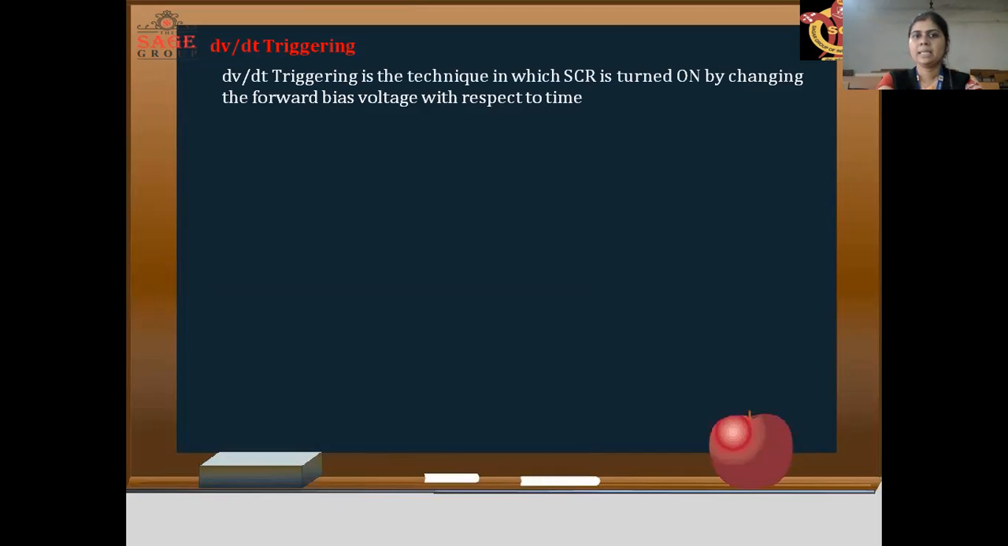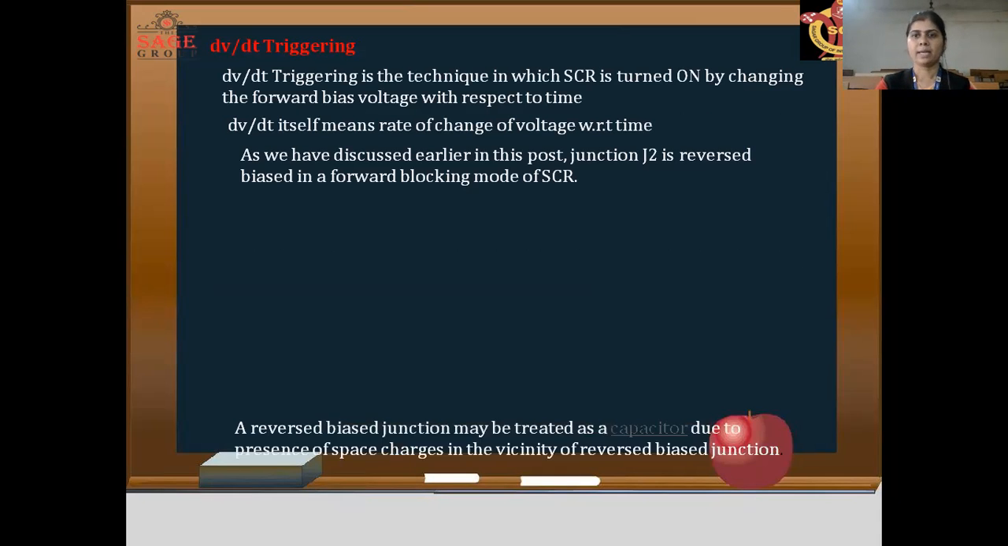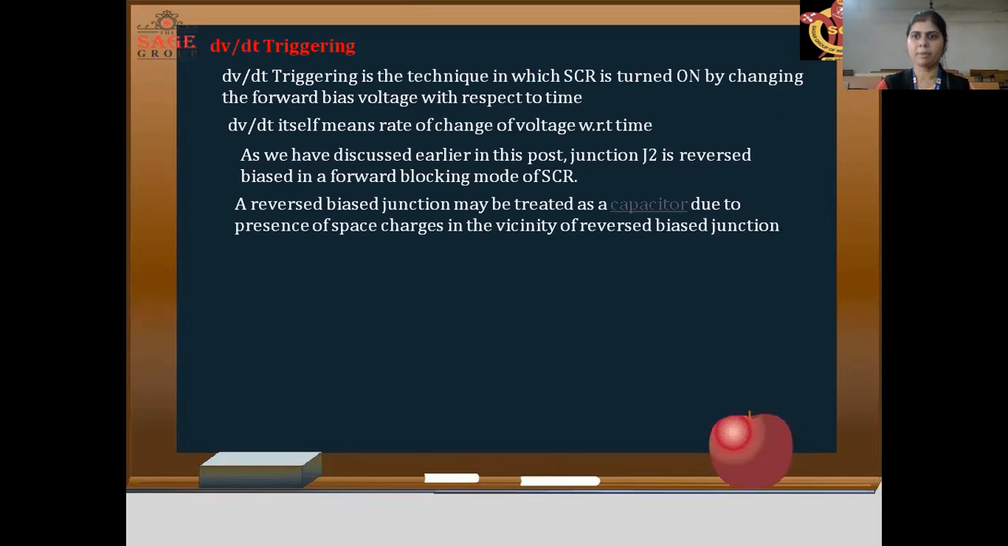Here, dV by dt triggering is the technique in which the SCR is turned on by changing the forward bias voltage with respect to time. dV by dt itself means the rate of change of voltage with respect to time. As we have discussed earlier in this course, junction J2 is reverse biased in the forward blocking mode of the SCR, and junctions J1 and J3 are forward biased. A reverse bias junction may be treated as a capacitor due to the presence of space charge in the vicinity of the reverse bias junction. So let me assume the capacitor to be C farad, its unit.